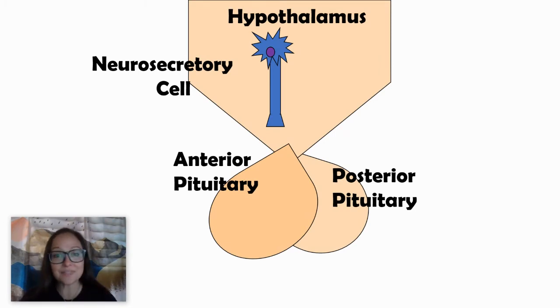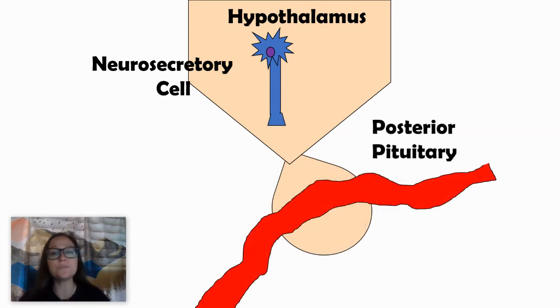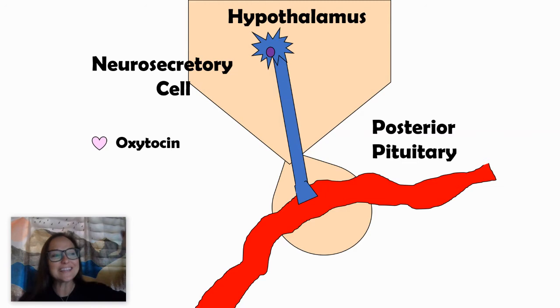So if you remember, the hypothalamus is located within the brain, and below the hypothalamus, actually an extension of the hypothalamus, is the posterior pituitary. So the posterior pituitary doesn't actually produce any hormones on its own. Instead, there's specialized cells called neurosecretory cells that will actually extend into the posterior pituitary and produce the hormone oxytocin.